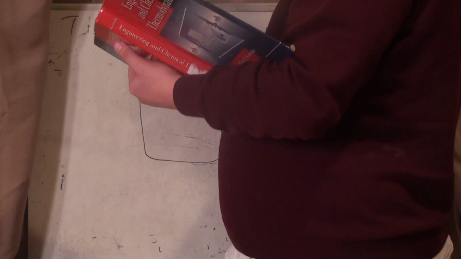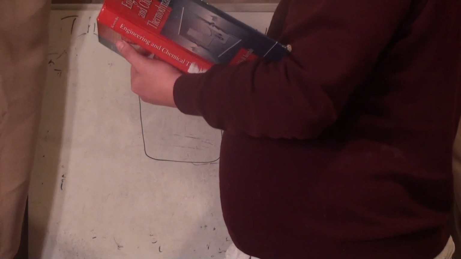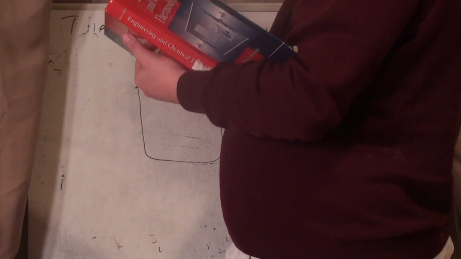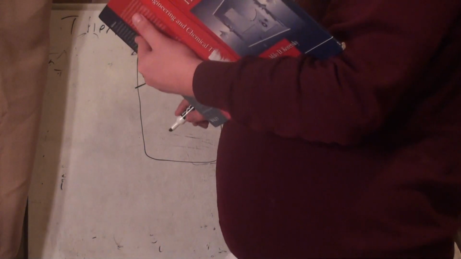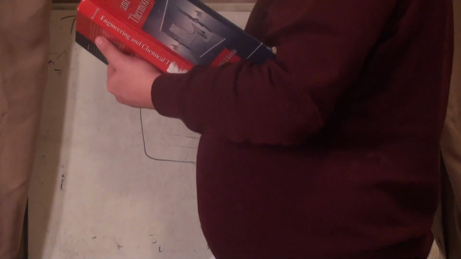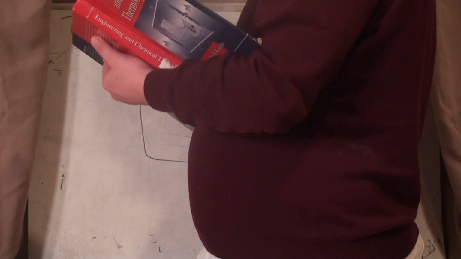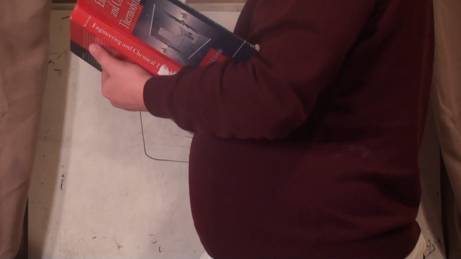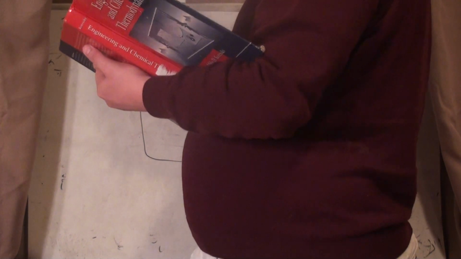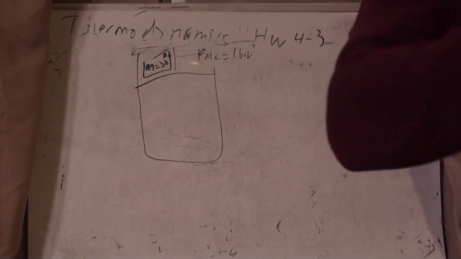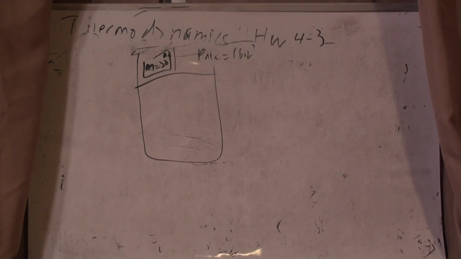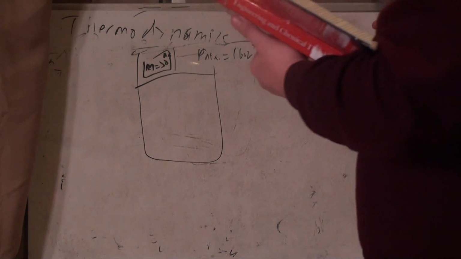They say atmospheric pressure is equal to 1 bar. They have a mass here that's really specific. So mass is equal to 20 megagrams. There are some pretty specific numbers here, so we're just going to round things, okay?